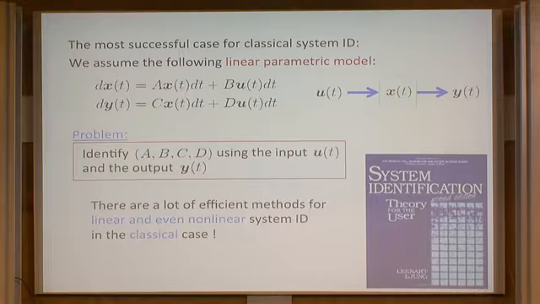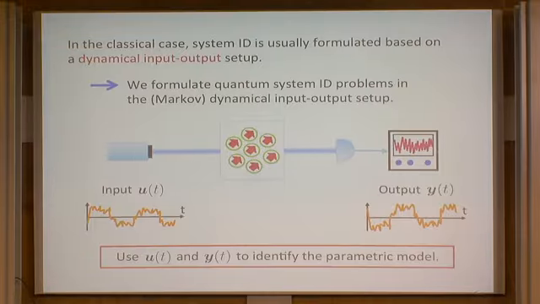So there are a lot of methods, and this is a famous book summarizing those specific techniques. Actually, the field of system identification in the classical case is very well developed, and it is a huge area. We have seen that classical system identification is usually formulated in a dynamical input and output setup: x dot equals Ax plus Bu and y equals Cx plus Du. This is a differential equation, so it is a dynamical equation.